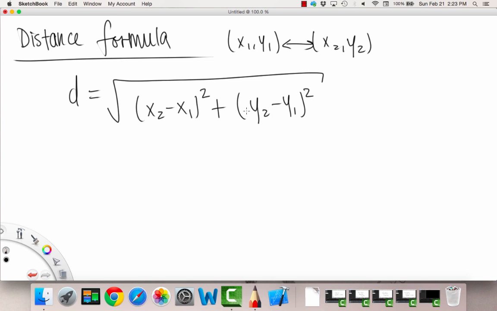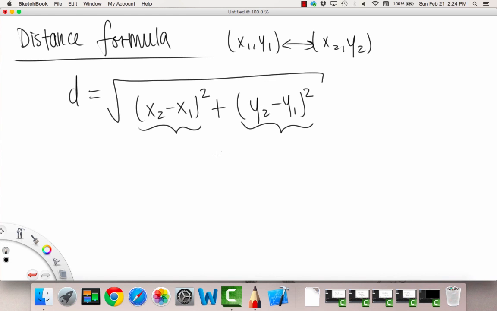Okay? That's why it was good to show the previous example first, because this just says, okay, we're taking the difference in x values of these 2 points and squaring it, and then adding it to the difference in y values between our 2 points and squaring that. And then you just square root the whole thing according to the Pythagorean theorem, right?